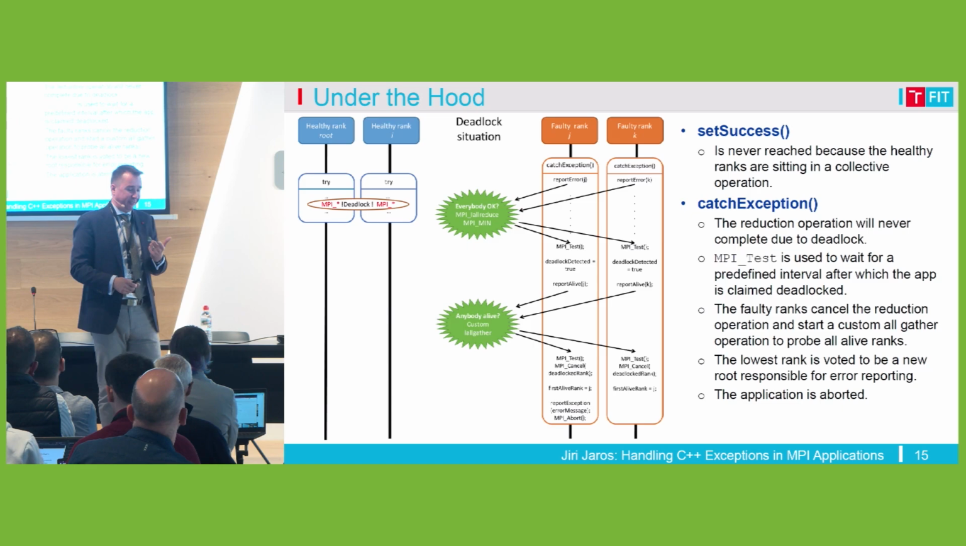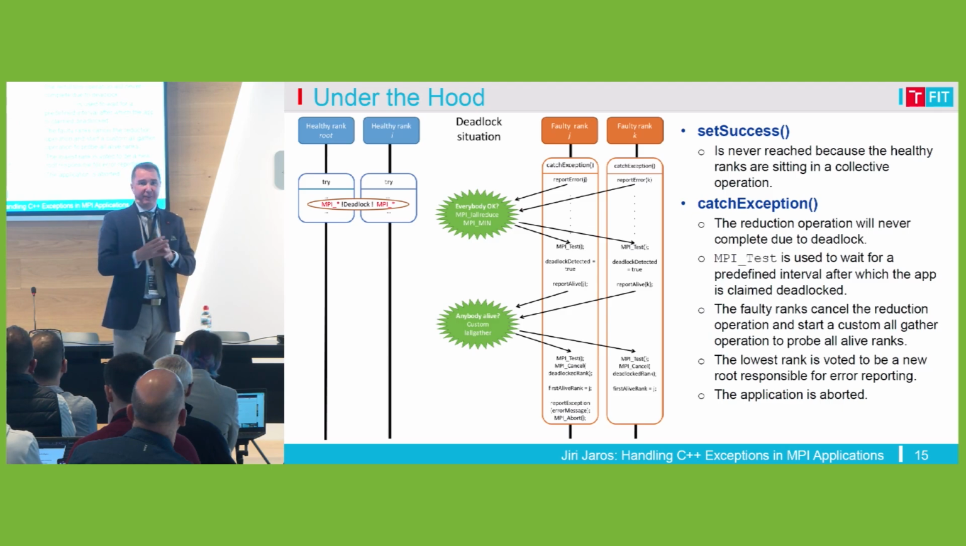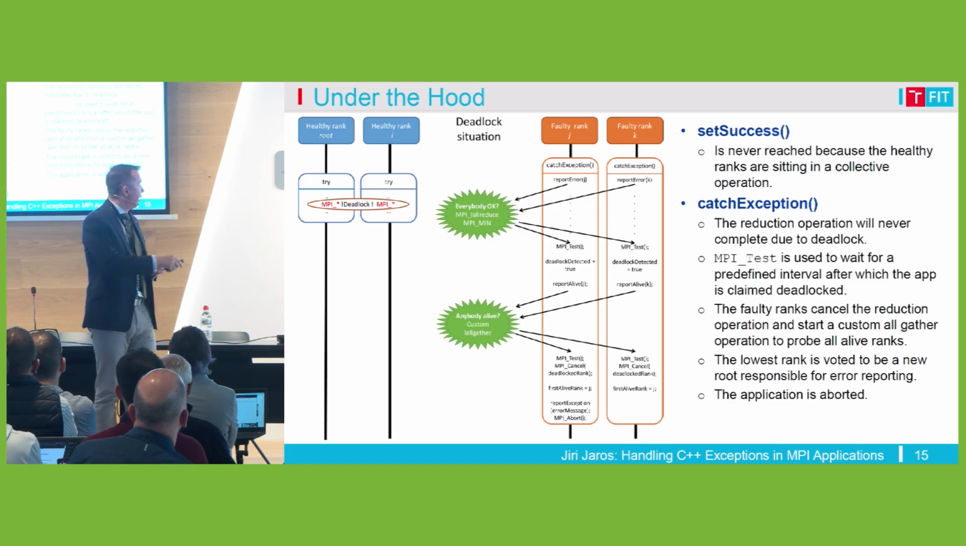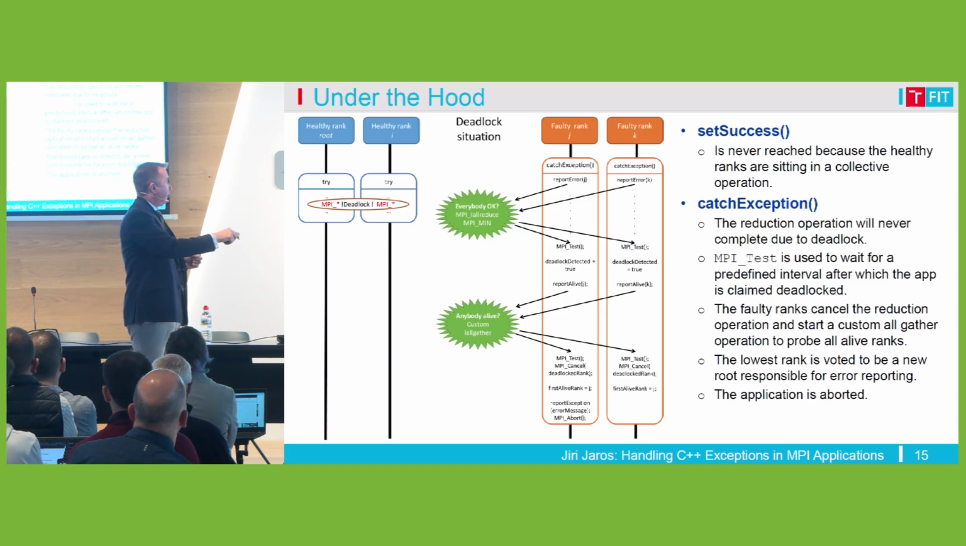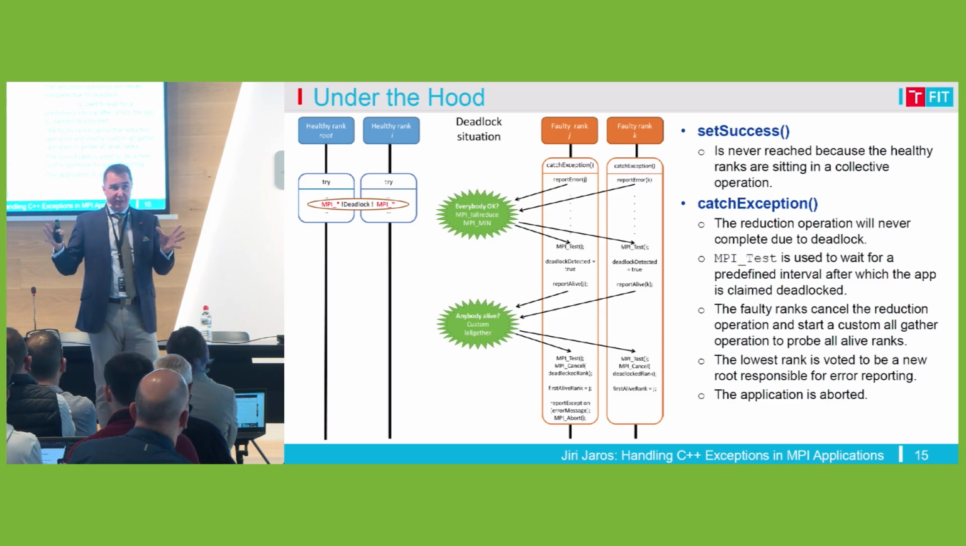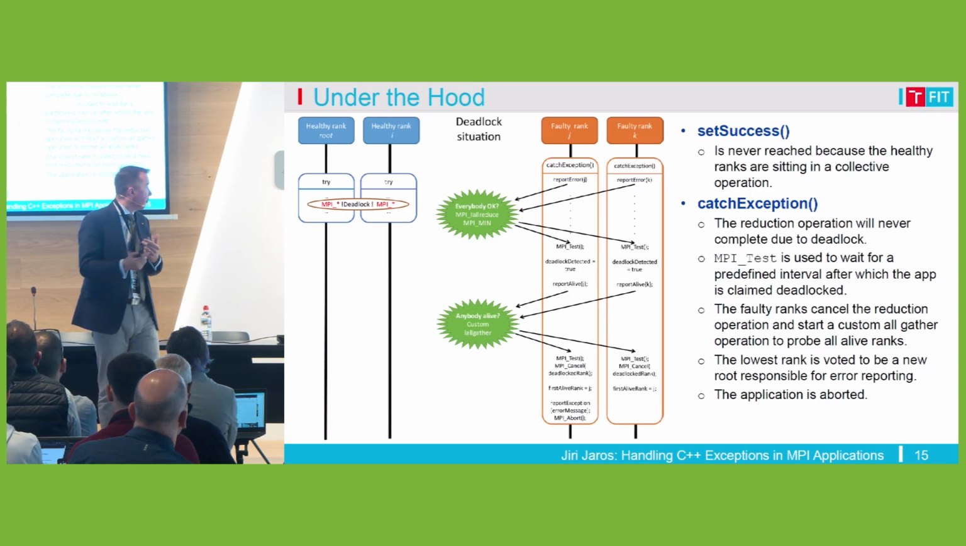If I don't get the answer within the timeout, say 10 seconds, I know something is wrong, that some ranks are deadlocked, and would need to choose a different strategy to report the errors. So if this communication reduction was not successful, then we need to find out which ranks are faulty and vote amongst them the leader who would be responsible for the error message.